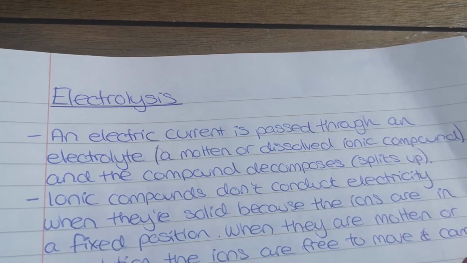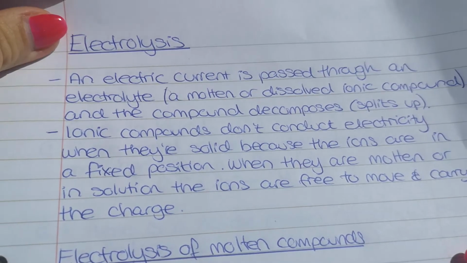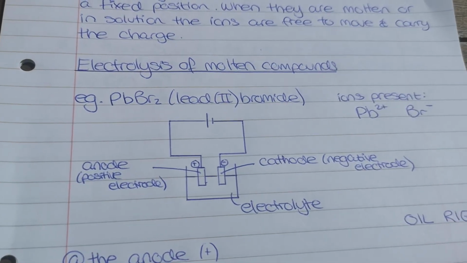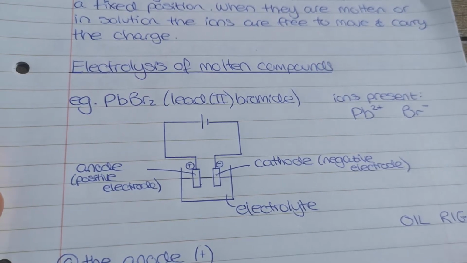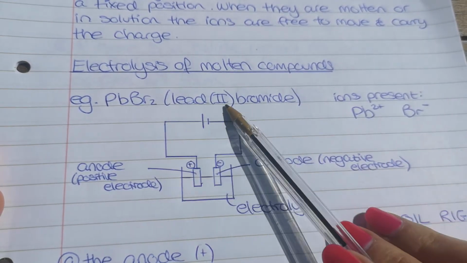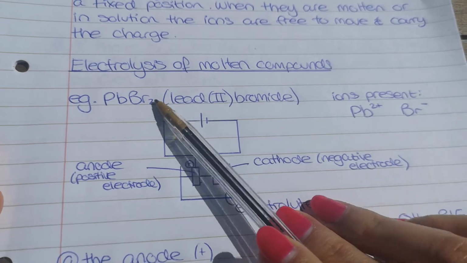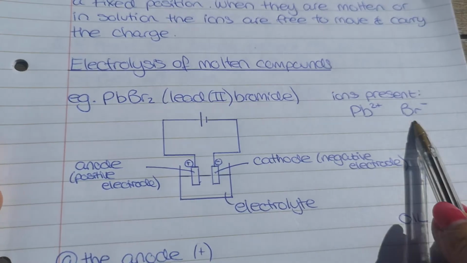However, if you melt them or dissolve them in water, the ions are then free to move and carry the charge. So I'm going to start with an example here. We're going to start with molten compounds. It's easier when it's just a melted compound. So we've got here lead bromide, PbBr2. It's called lead(II) bromide. That tells us that the charge on the Pb is 2+. And you can see the ions we've got present here are our lead 2+ and our bromide, which is a minus ion.